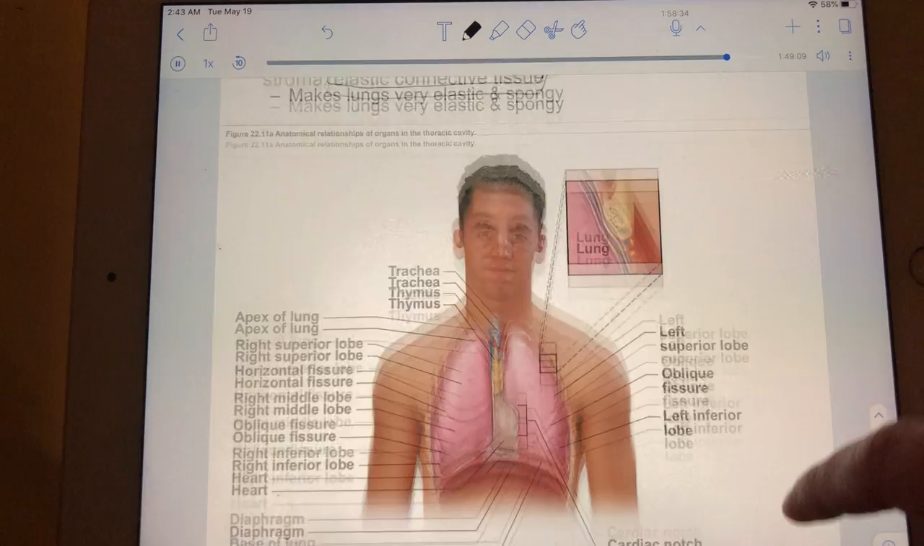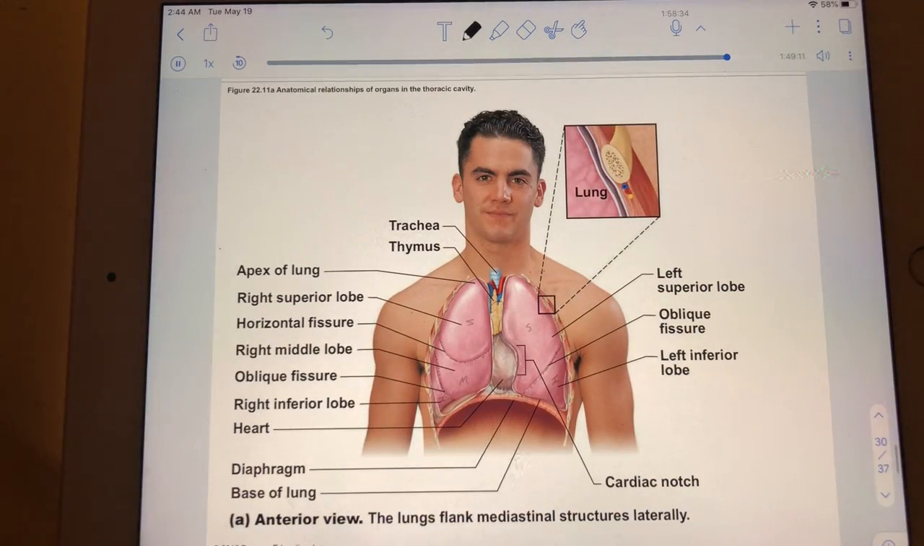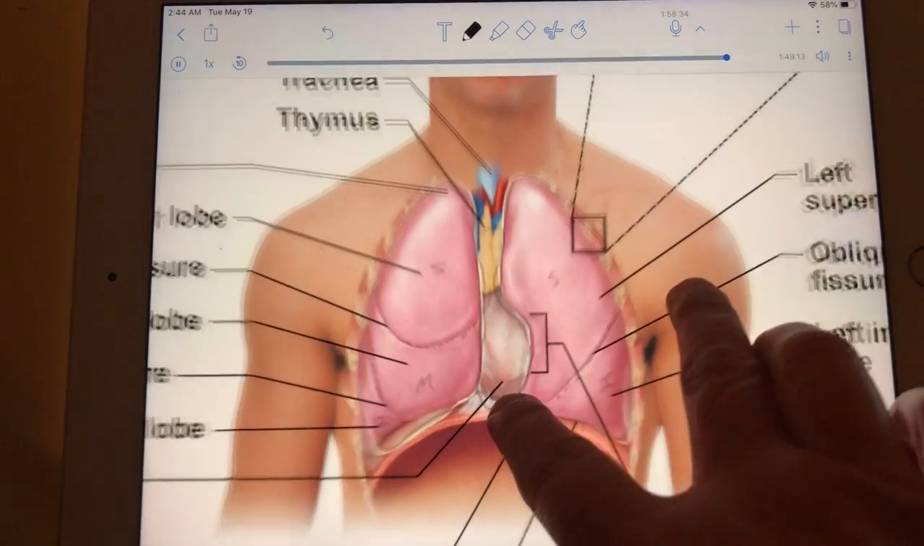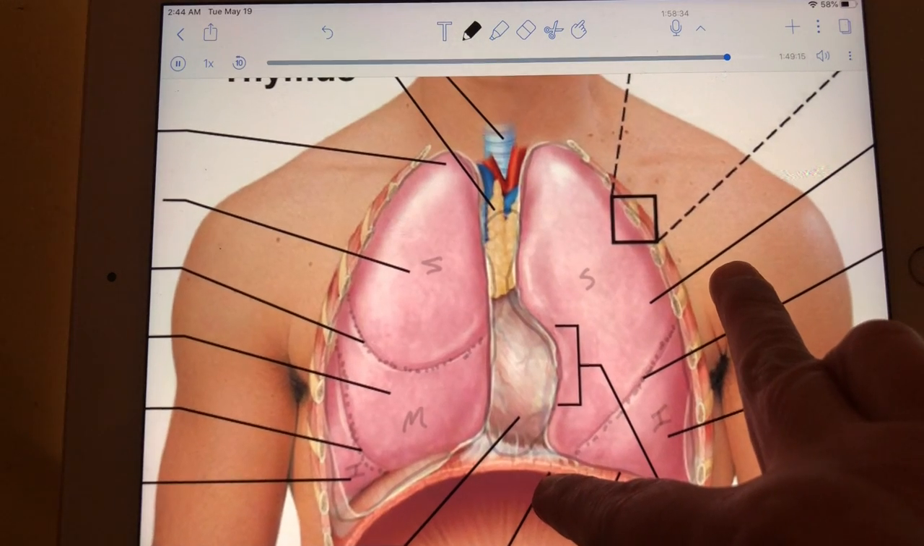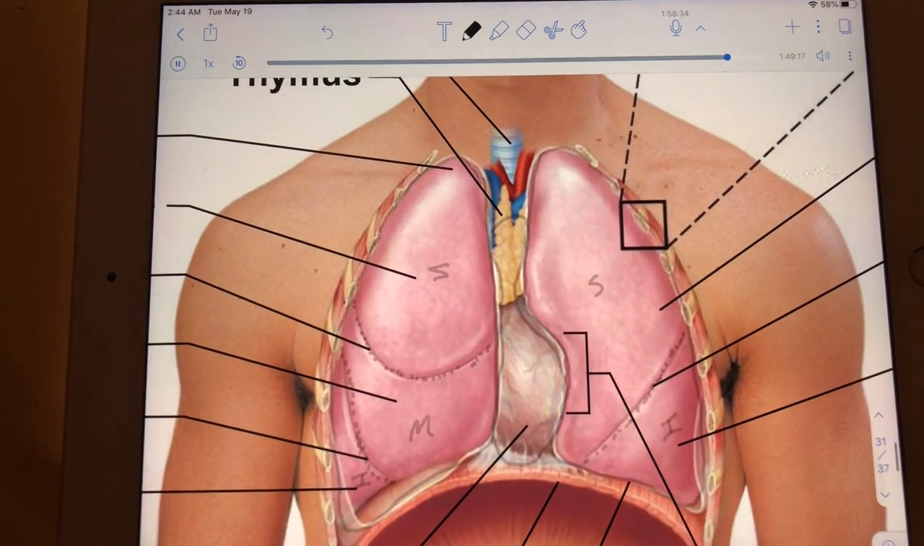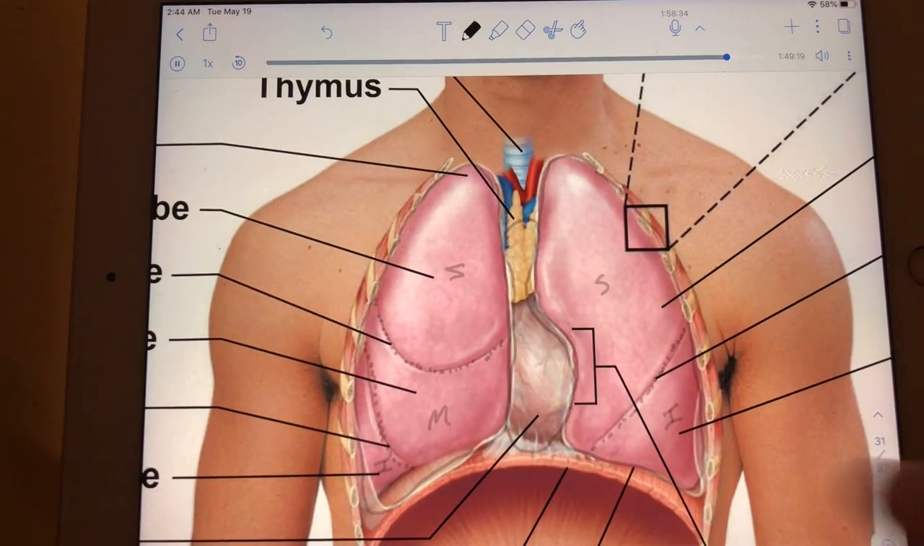All right, next slide is 31. Okay, and we're going to zoom out of this guy's face. I don't need this guy's face. Here's left lung. Sure enough, there's this weird, almost missing area. That's cardiac notch.